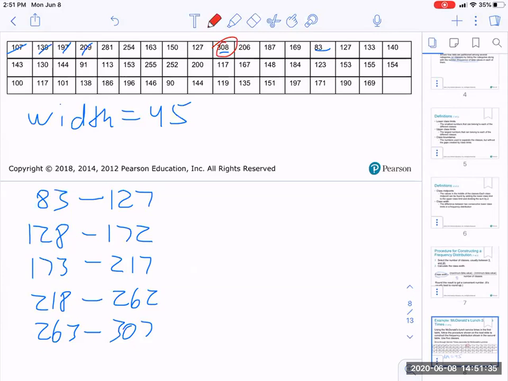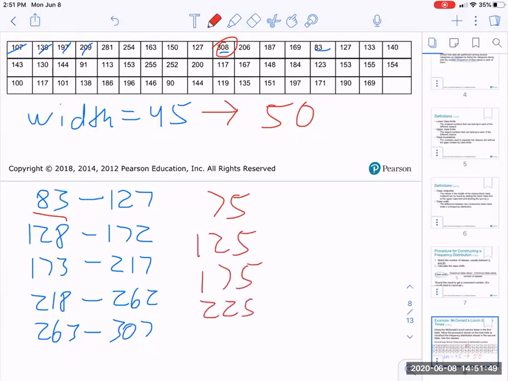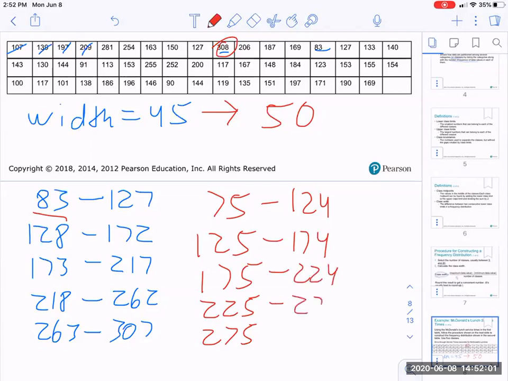You know what's more pleasing is a class width of 50. And instead of starting at 83, I'm going to start at 75 because look how fast I can write these down, because we're really used to going up by 50s. These look much nicer. Remember, we're trying to tell a story with this.